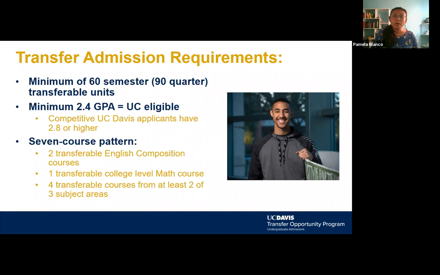And then as far as the GPA requirement, the minimum GPA is the 2.4. However, for UC Davis specifically, the minimum GPA that we consider as competitive is at the very least a 2.8 overall GPA. So these minimum requirements must be met by the end of your last spring semester before you transfer. So many of you, your goal is to apply to transfer for fall of 2021. So all of these requirements have to be met by spring of 2021.